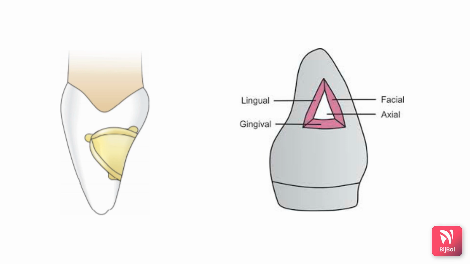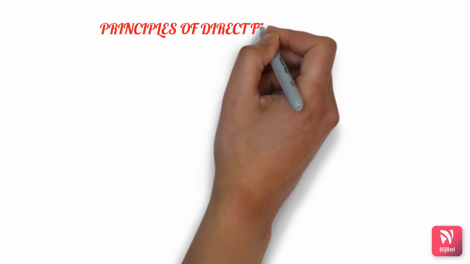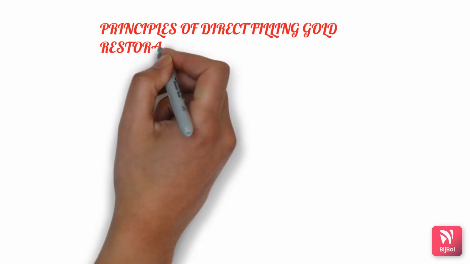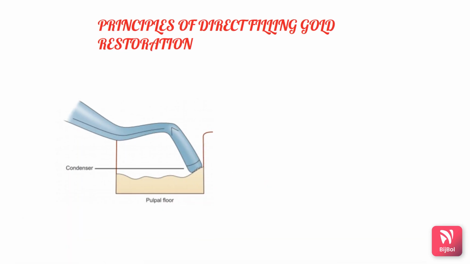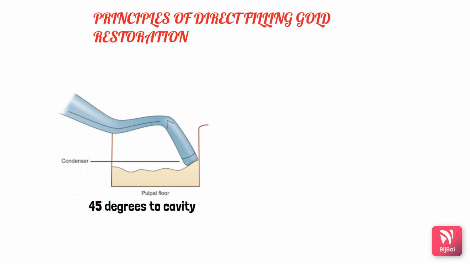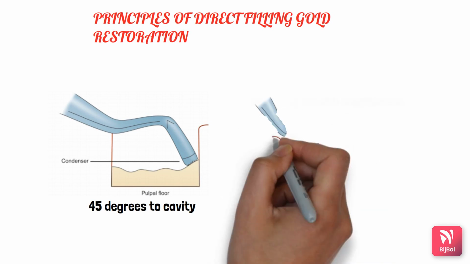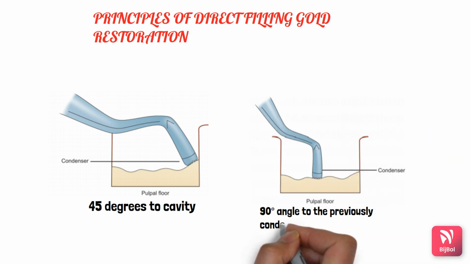Now we'll see the principles of compaction of the direct gold restorations. Here the force of condensation should be 45 degrees to the cavity walls and the floor. This produces the maximum adaptation of the gold into all details of the cavity preparation. The force of condensation must be at 90 degrees to the previously condensed gold to prevent displacement of the already condensed pieces of gold.